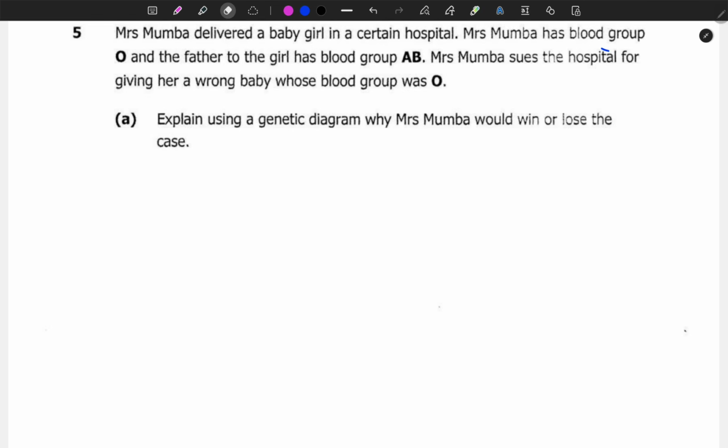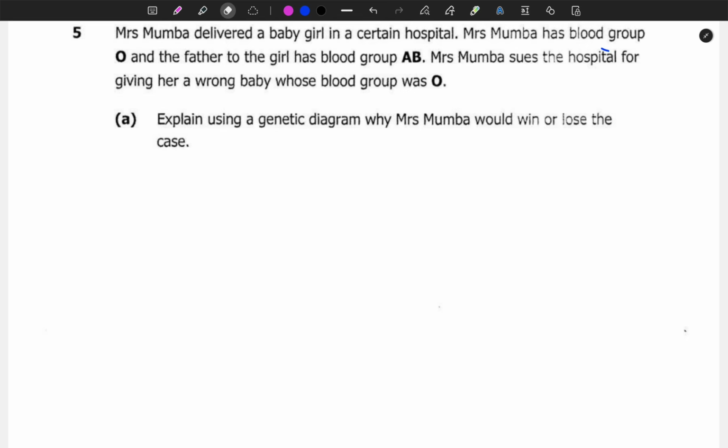Right, so let's move on to question number 2 and blood groups. So Mrs. Momba delivered a baby girl in a certain hospital. Mrs. Momba has blood group O and the father of the girl has blood group AB. Mrs. Momba sues the hospital for giving her a wrong baby whose blood group was O. Explain using a genetic diagram why Mrs. Momba would win or lose. So this lady has taken the hospital to the courts, charging it with giving her the wrong baby. So now we want to use a genetic diagram to explain if this lady would win or lose the case.